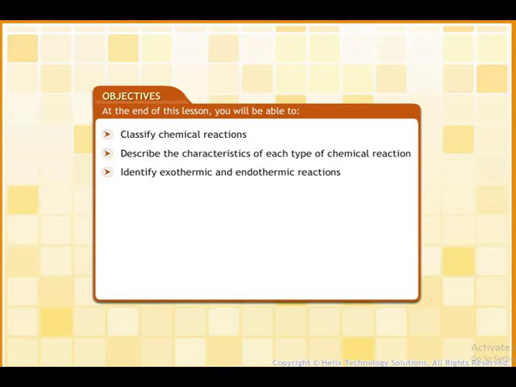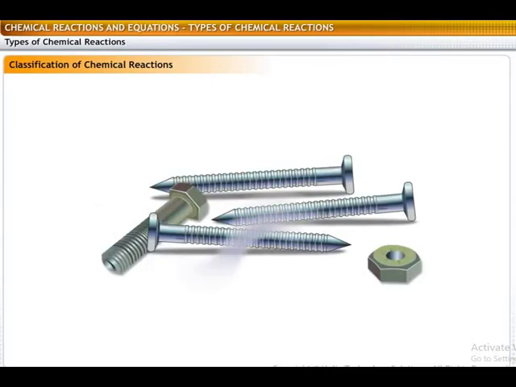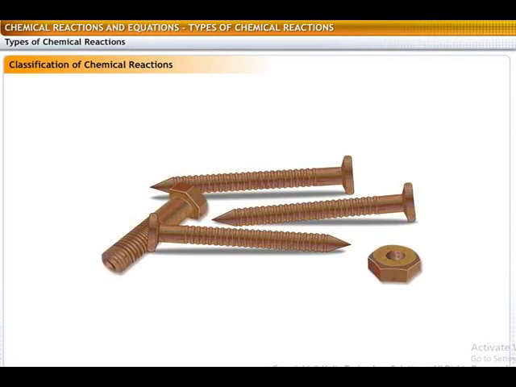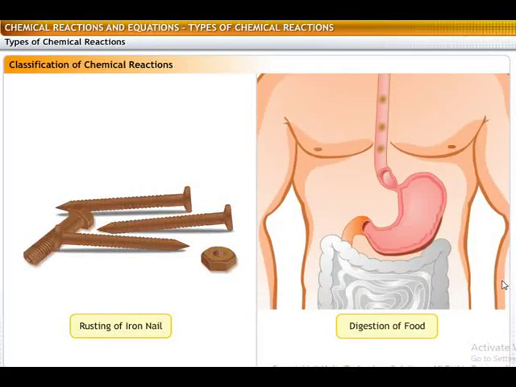At the end of this lesson, you will be able to classify chemical reactions, describe the characteristics of each type of chemical reaction, identify exothermic and endothermic reactions. Chemical reactions vary depending on the chemicals involved in the reaction as well as the environment of the reaction. For example, the rusting of an iron nail is an oxidation reaction. On the other hand, the digestion of food in our body is a decomposition reaction where the complex food substances are broken down into simpler substances like glucose that give energy.